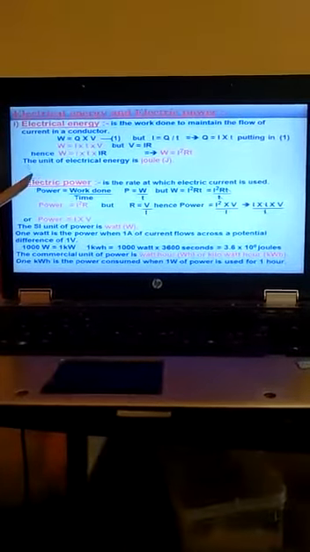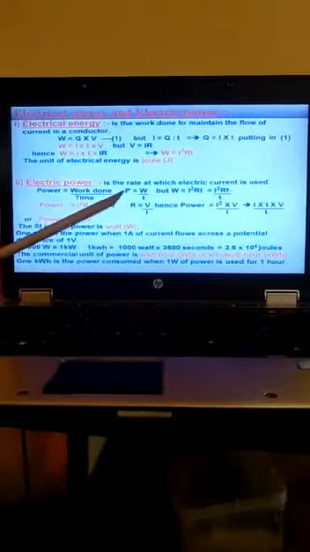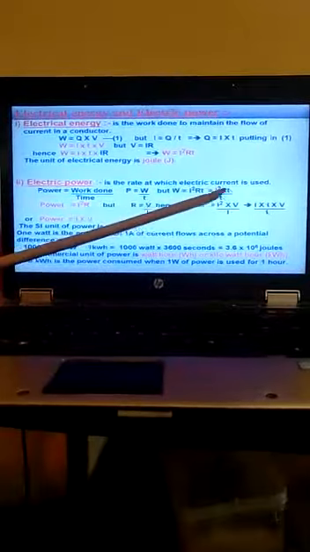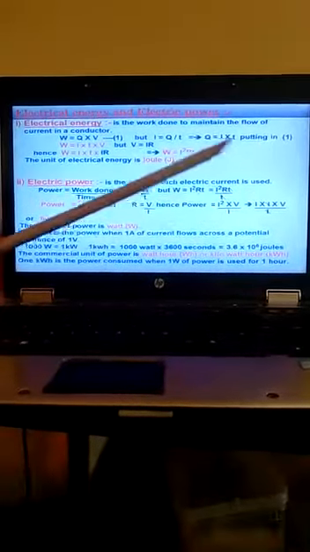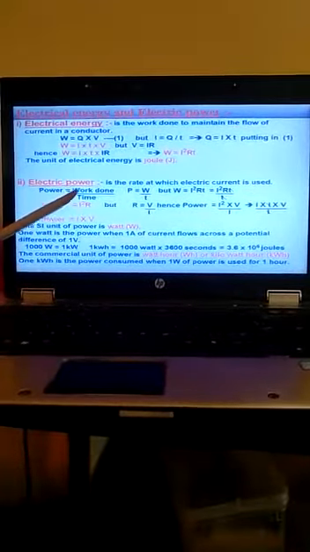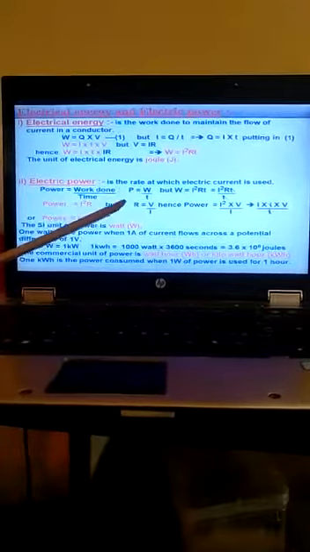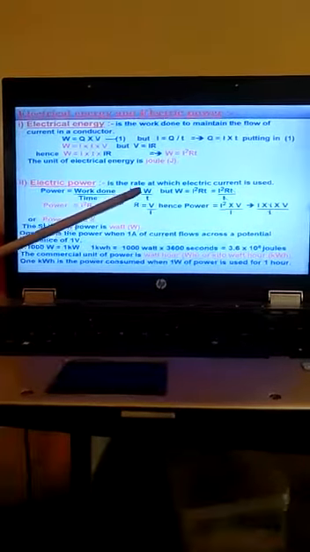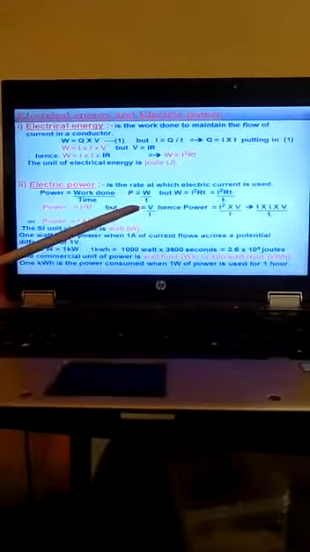Similar basis. Electric power is the rate at which electric energy is used. Simple formula: power is work done by time. This you did in 9th class. Power is equal to W upon T.